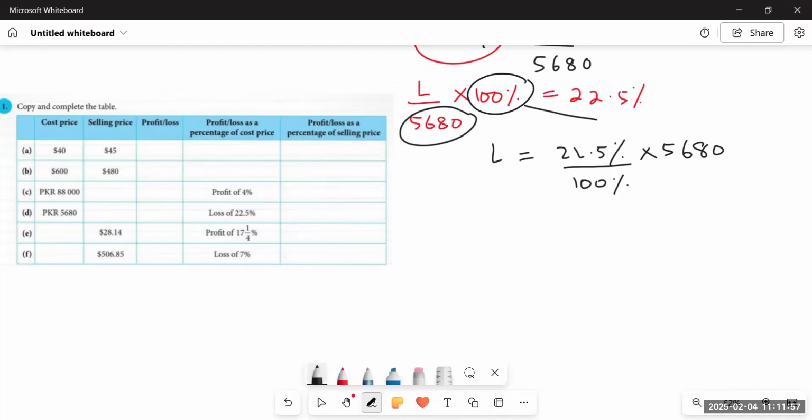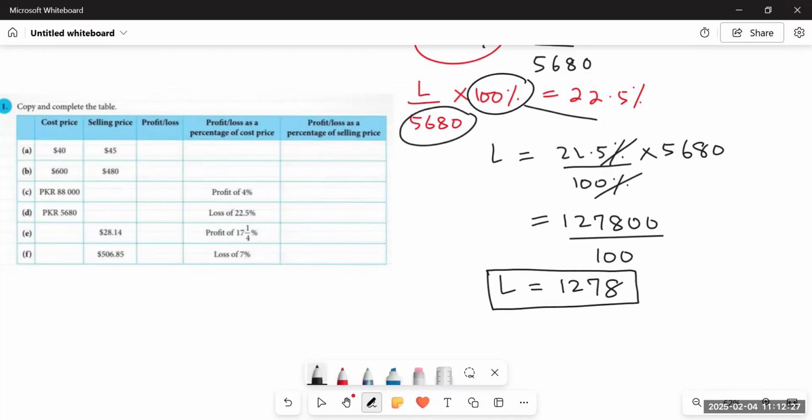So now next, what are we going to do? We will simplify it. Percentage sign will cancel each other. What are we left with? 22.5 multiplied by 5680. If we multiply 22.5 with 5680, we will get a total of 127,800. And when we divide it by 100, we will get a loss of 1278. You see, again, we have used the same formula. That is, loss or profit percentage is equal to profit or loss upon cost price multiplied by 100%. So here we go. The loss incurred is $1,278.